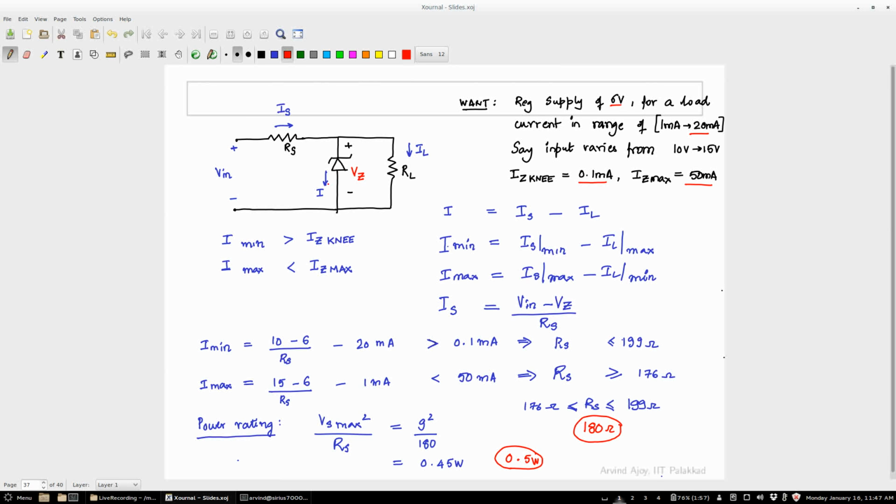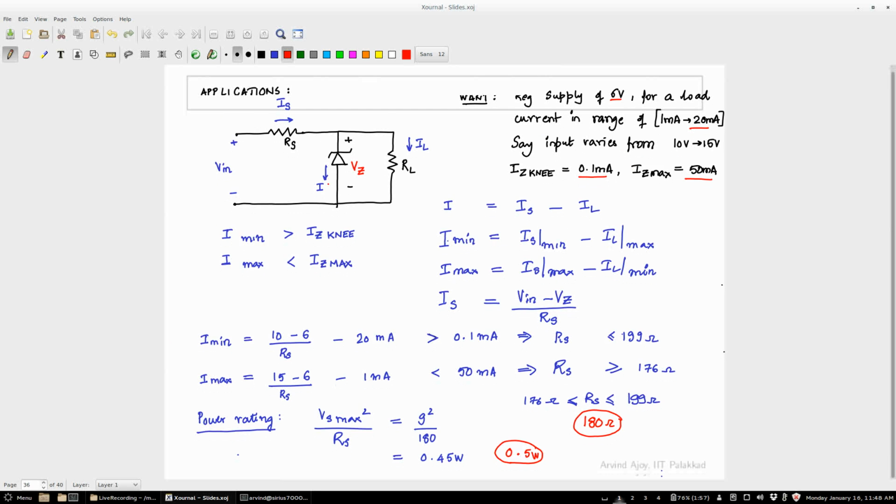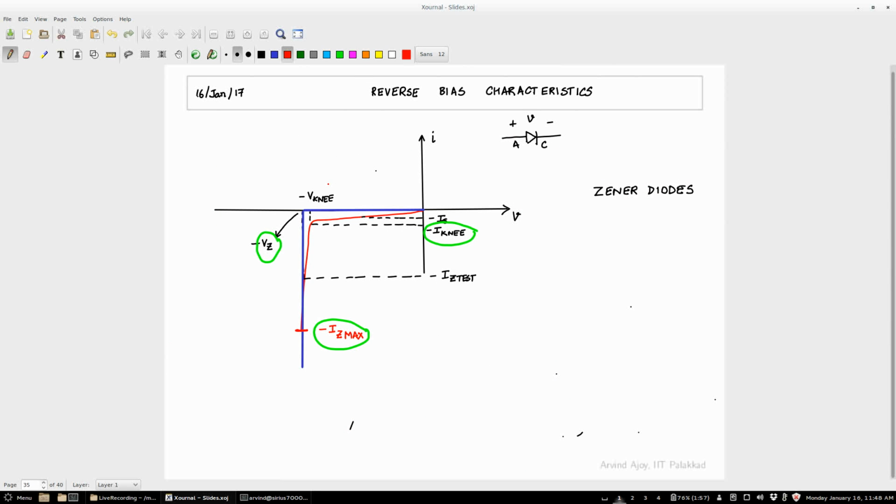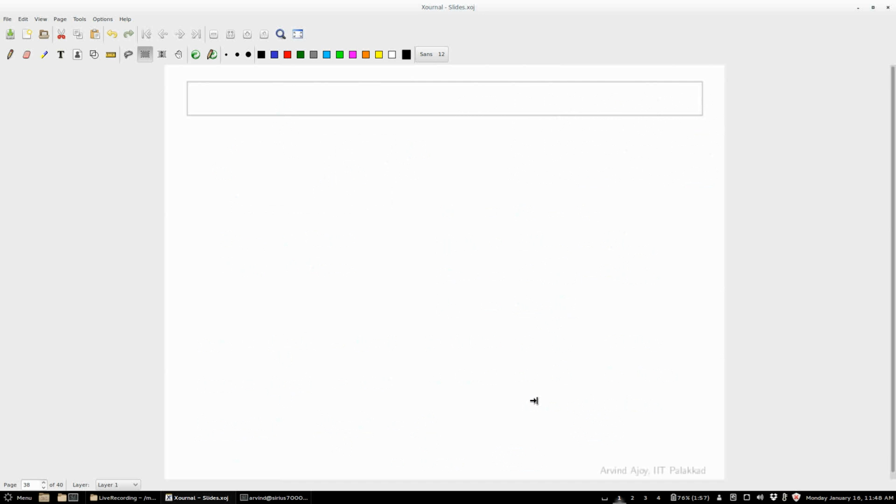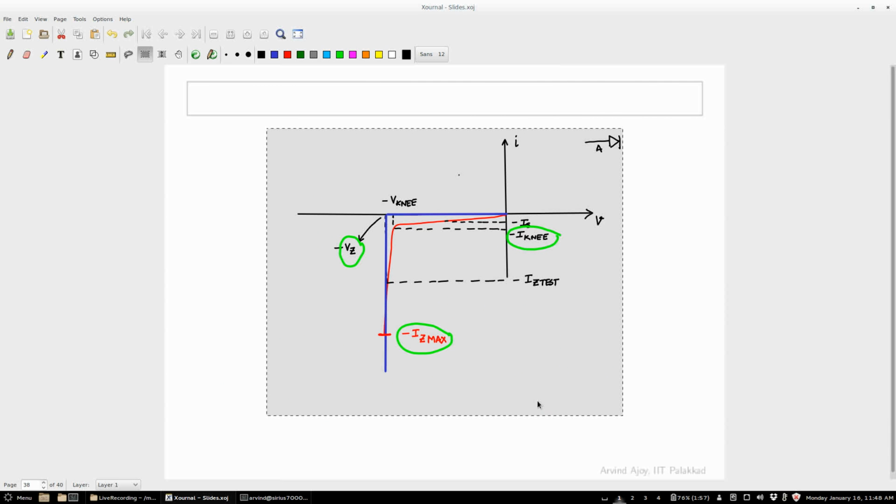This particular regulator, as mentioned, is called a shunt regulator. Why is it called a shunt regulator? No, what's a shunt? In parallel. So what is this regulator doing? Exactly. So the regulator is eating away as much current as is required so that IL into RL is always equal to the load voltage. Any difference in current is going through the Zener, subject to the fact that that difference is between IZ knee and IZ max.